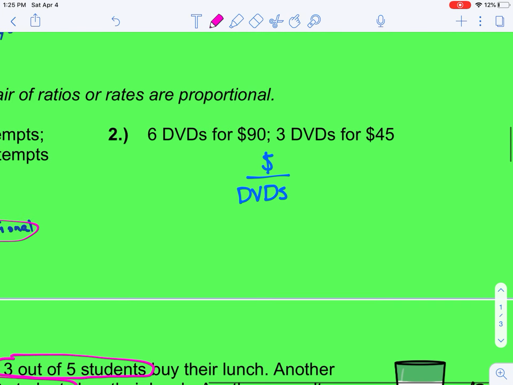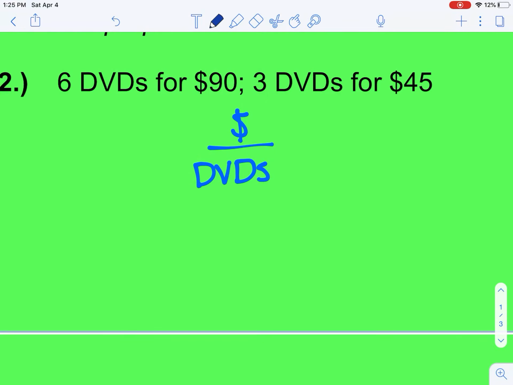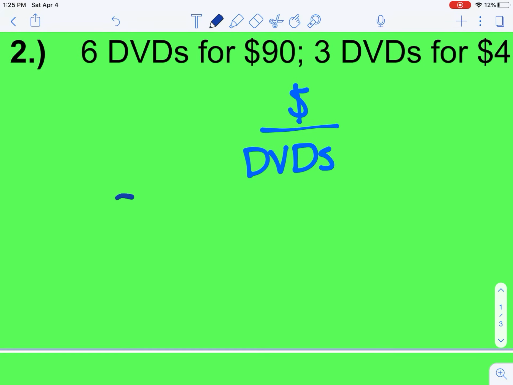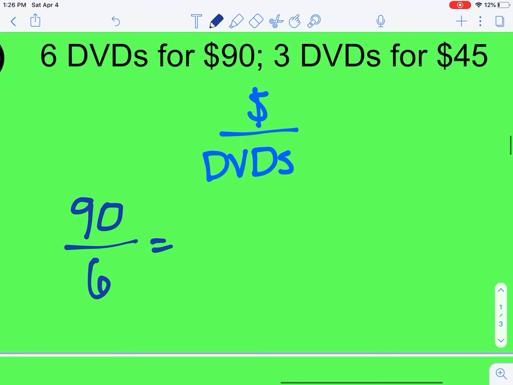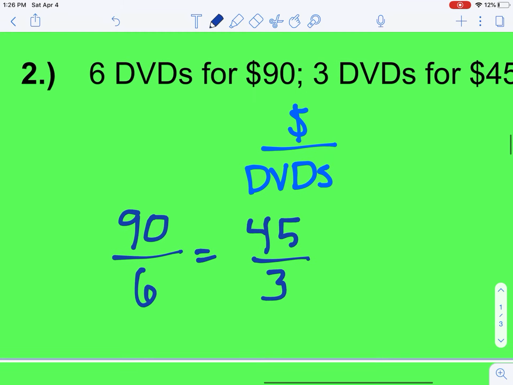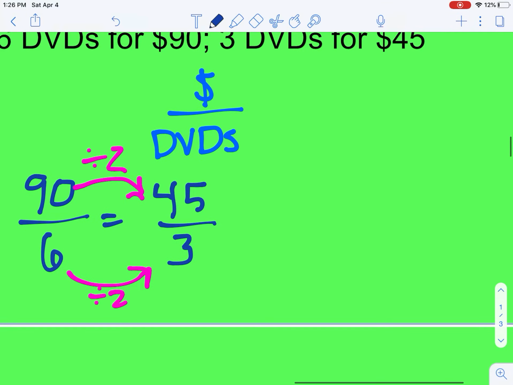Let's take a look at number 2. Number 2, I have 6 DVDs for $90 and 3 DVDs for $45. So I'm going to set up equivalent ratios, and I like to put money first when I'm talking about rates. So 90 over 6 is supposed to be the same as 45 over 3. So if I go from 90 to 45, that's the same as dividing by 2, which means I also need to divide 6 by 2. And 6 divided by 2 is 3. So since those are the same, that means that this is proportional.